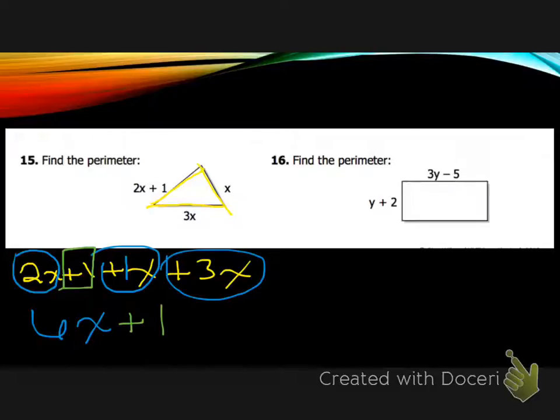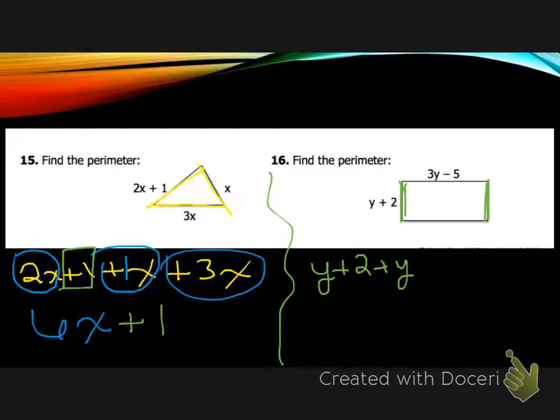Now, if we're looking at the perimeter of this rectangle here, remember, you always add all the sides together. So this side right here is y plus 2. Let's draw a line here. Y plus 2. Which means this side is also y plus 2. So plus y plus 2.